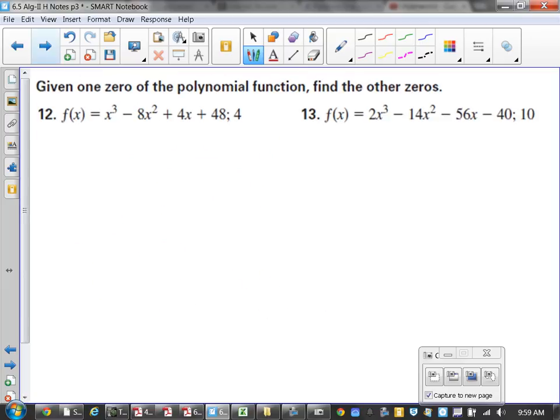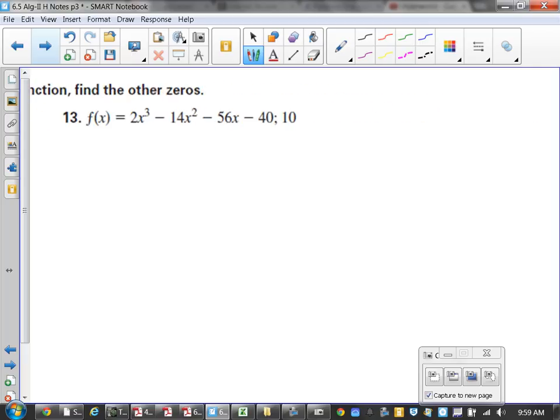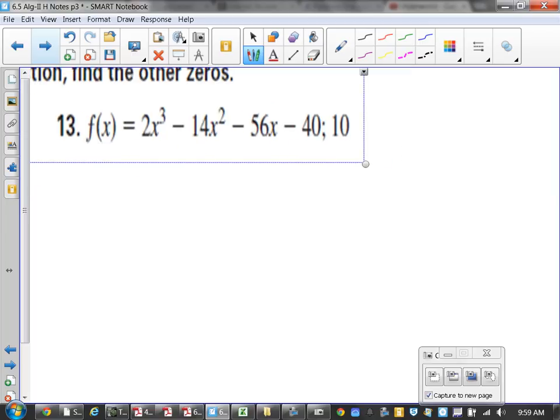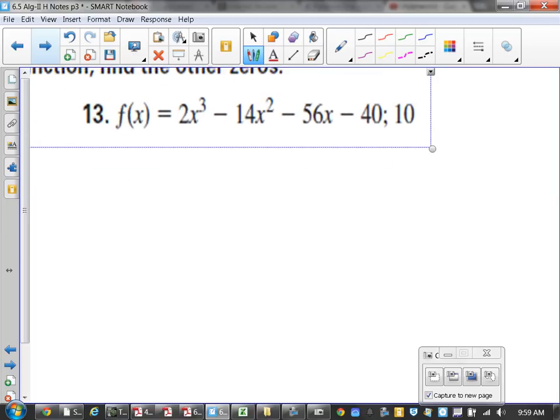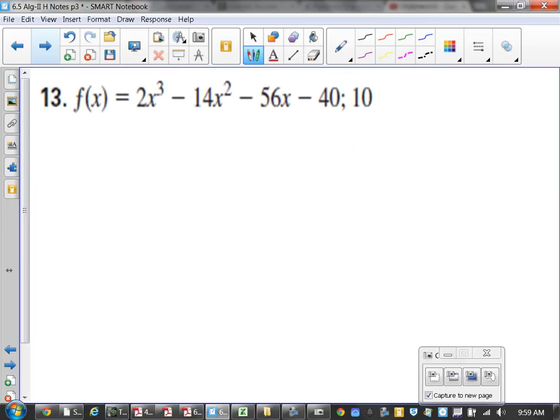All right. Let's see which one you want to do. The 0 is 10. 10 is a 0. Okay? I want you to find all the other zeros. 10 is the 0. So if 10 is the 0, what's the term? X minus 10. Find all the other zeros on this one, please, using synthetic.